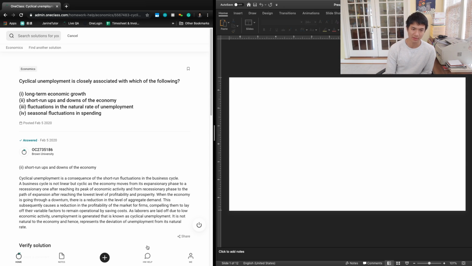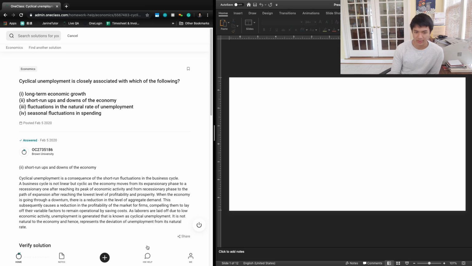Short run ups and downs of the economy. You can take a look at the previous tutor's answer. The previous tutor says, cyclical unemployment is a consequence of the short run fluctuations in the business cycle. A business cycle is not linear but cyclic, as the economy moves from its expansionary phase to a recessionary one after reaching its peak of economic activity, and from a recessionary phase to a path of expansion after reaching the lowest level of profitability and prosperity.